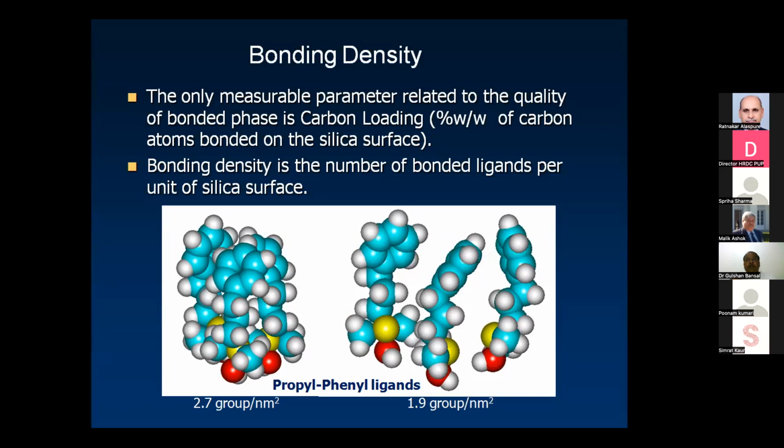The more carbons attached, the more is bonded to the silica surface, right? The more will be the bonding density and the better will be the resolution. So more carbons attached to the silica surface means more end capping. So bonding density is the number of bonded ligands per unit surface of silica, right?